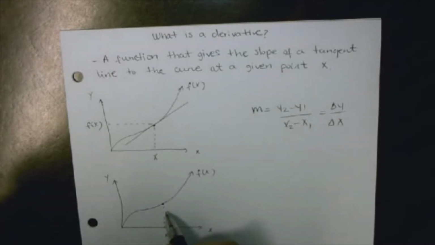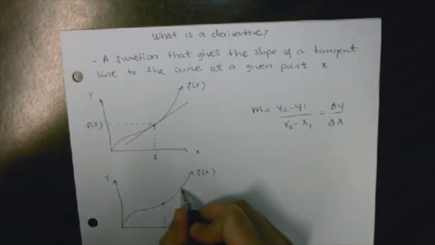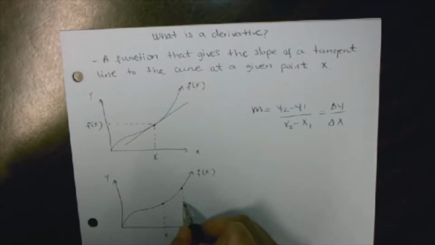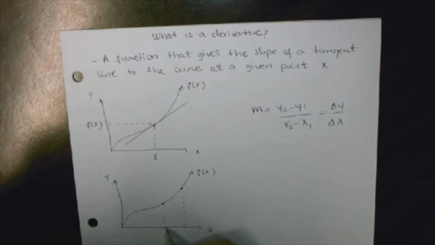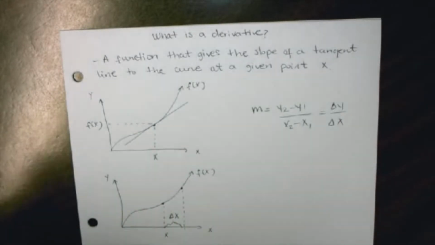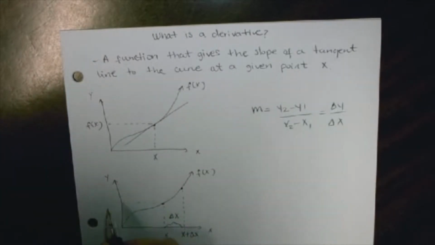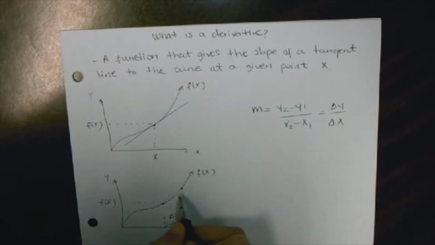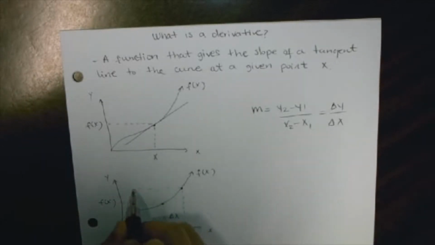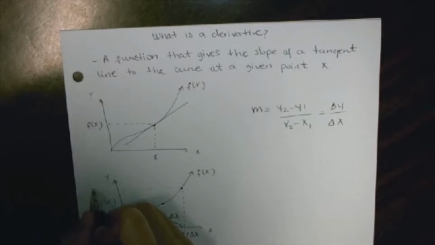So let's look at the second graph I've drawn. Here's my point x. Let's put another point on the graph. Okay, and so this distance right here will be delta x, change in x. And this point becomes x plus this change, x plus delta x. And the y value that corresponds to this point is f of x, and the y value that corresponds to this point is f of x plus delta x.